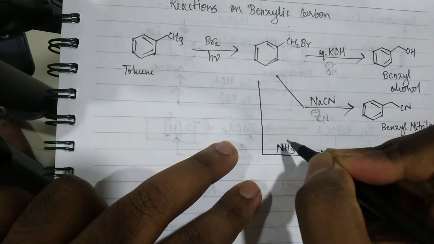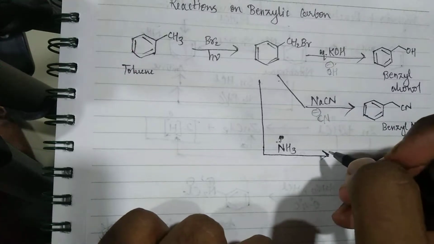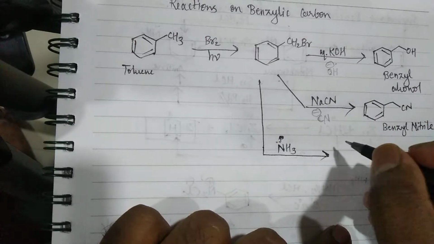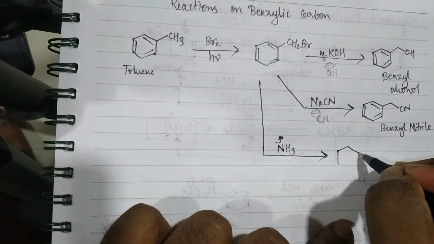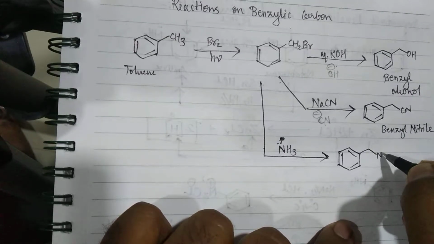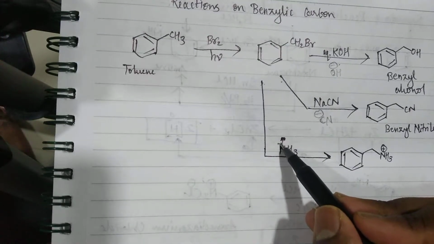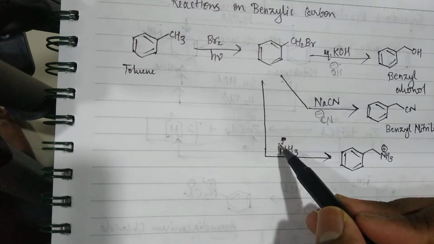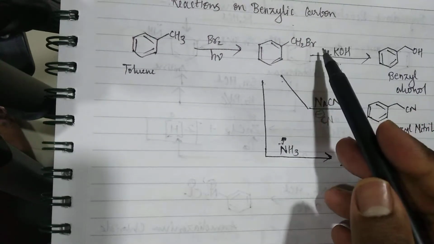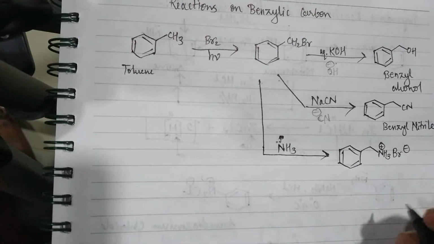Suppose I add ammonia, NH3. Now NH3 will basically replace Br. But here NH3 will have a positive charge because this lone pair of electrons actually attacks this carbon by removing this bromine. Now since there is a positive charge here, Br minus will act like a counter ion here.